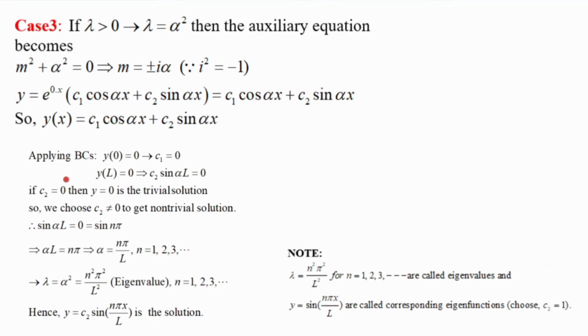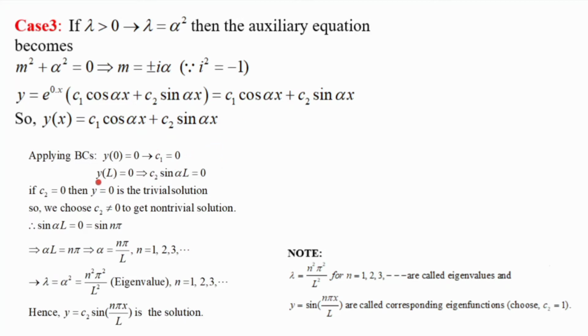Now we apply the boundary condition to get C1 and C2. The first boundary condition y(0) equals 0 gives, when we put x equals 0 here, cos 0 is 1. That means we get only C1, but sin 0 is 0. That means we get C1 equal to 0.